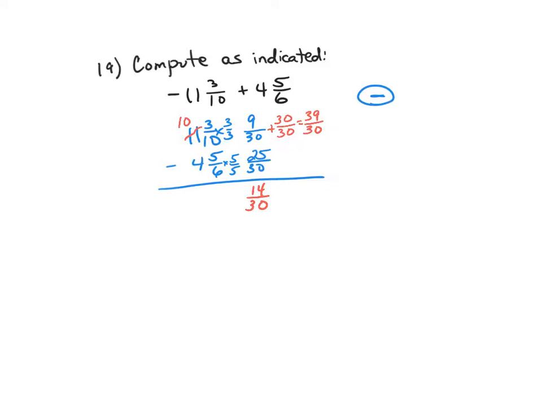That is not in lowest terms, so I'm going to divide by 2 over 2, and I am going to get 7/15. So, as a fraction, I get 7/15. I still need to subtract my whole numbers. 10 subtract 4 gives me 6. So I have 6 7/15. But remember, at the very beginning I said I know my answer has to be a negative. So my final answer to this problem is negative 6 7/15.